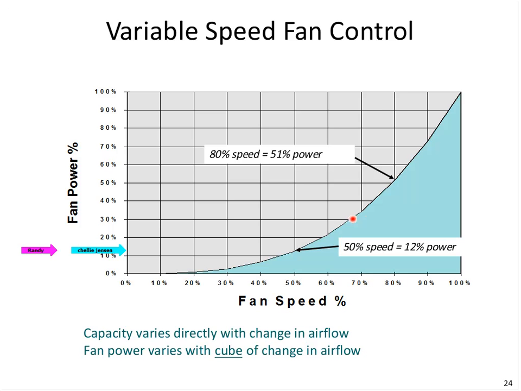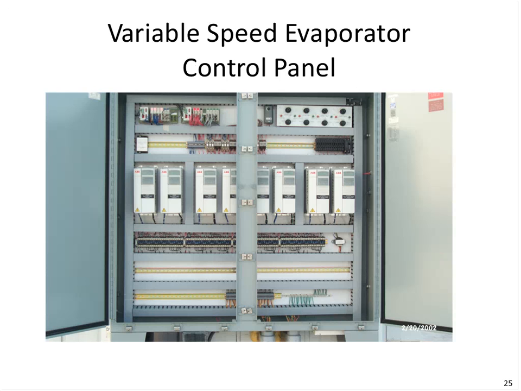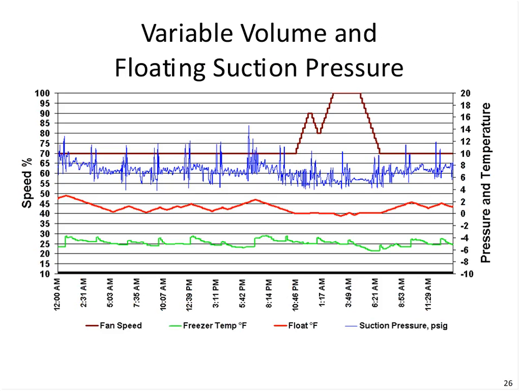What does a variable speed control panel look like? Well, it looks a lot like the condenser control panel. Variable frequency drives, microprocessor for control. So we get the fan speed control out of it. And here's what a day in the life of a floating suction pressure might look like.